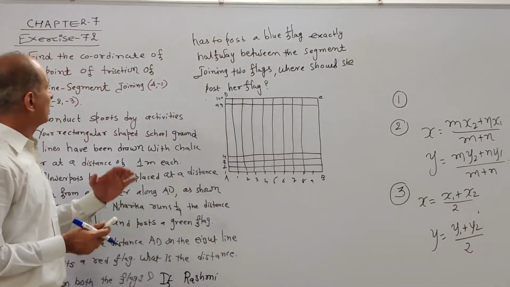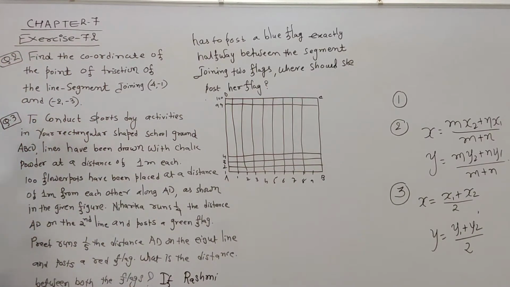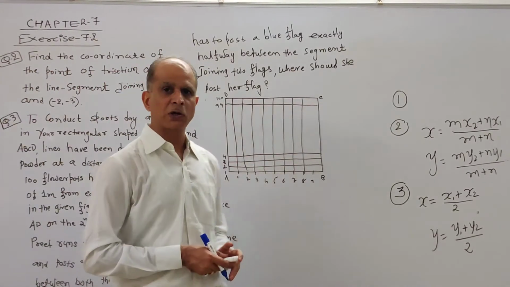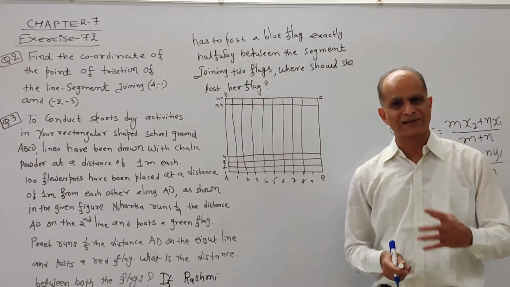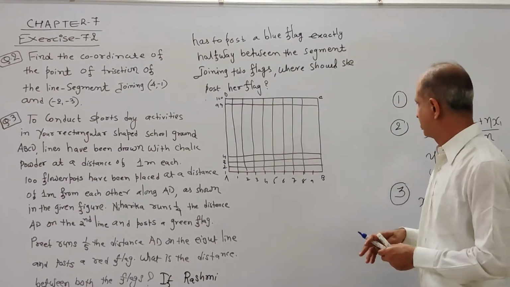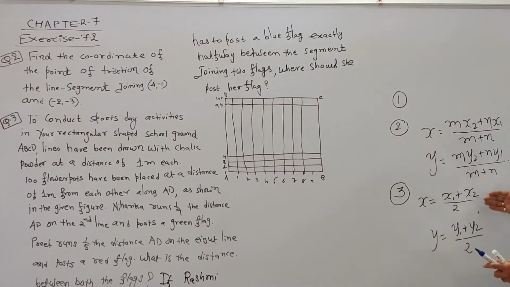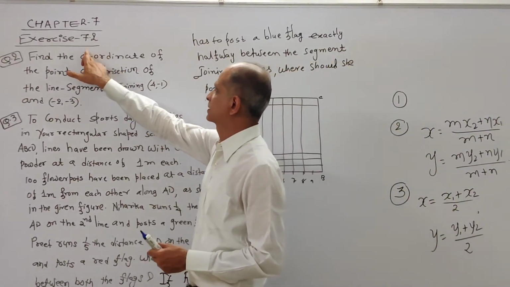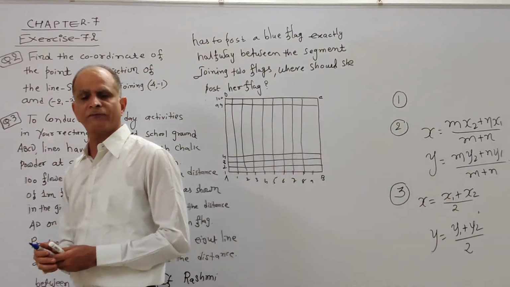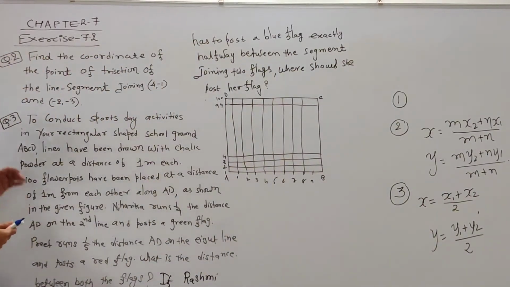Well, we have already solved 3 illustrations plus exercise 7.1, that is based on the distance formula. We have also solved 4 illustrations before exercise number 7.2. It is on the basis of section formula as well as midpoint formula. We have also solved the first example of exercise number 7.2. Now today we are going to solve example number 2 and 3 of exercise number 7.2. Let us start.